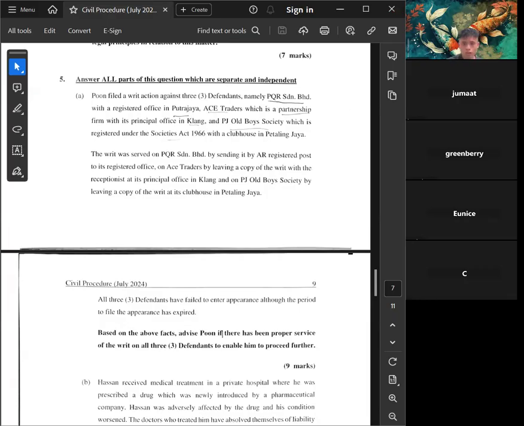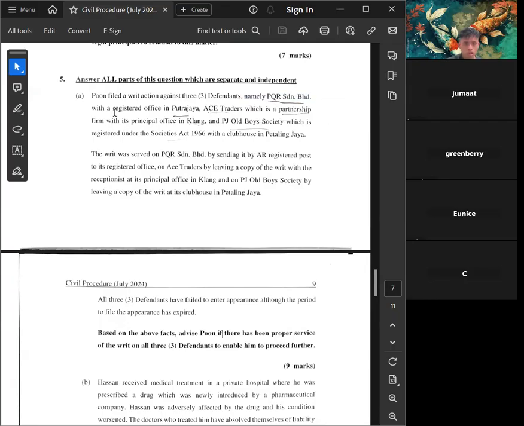Okay, when we see this kind of question, because there are three parties, so that is allocated for 9 marks, so using the subheading will suffice. So the first one, you see, Sendirian Berhad. Sendirian Berhad is a company.